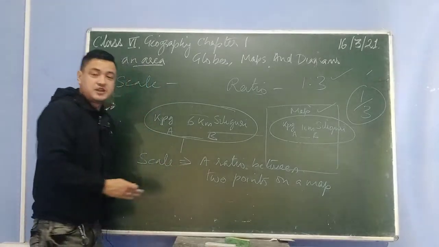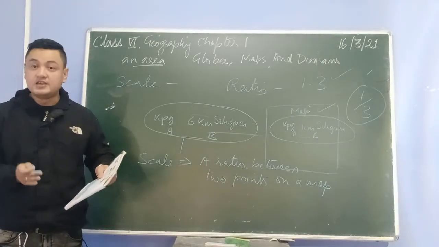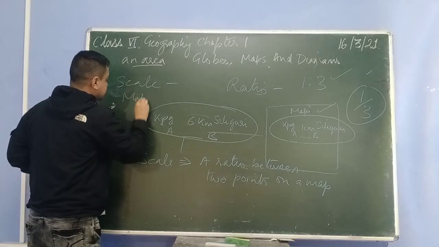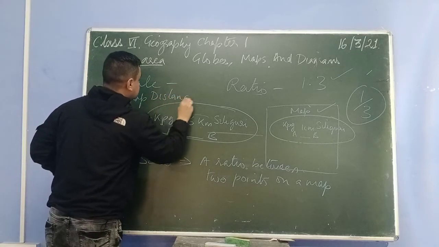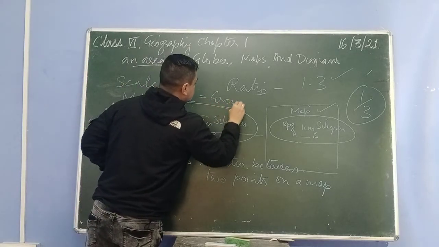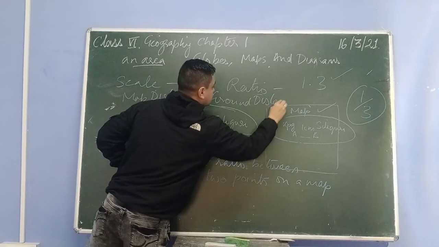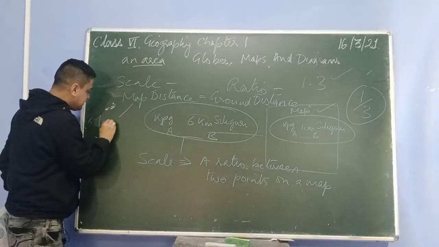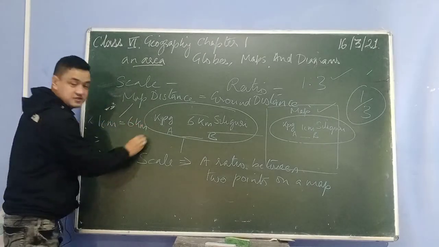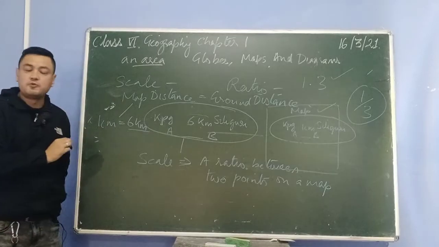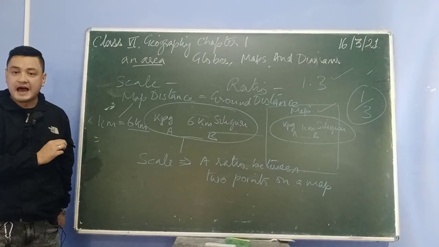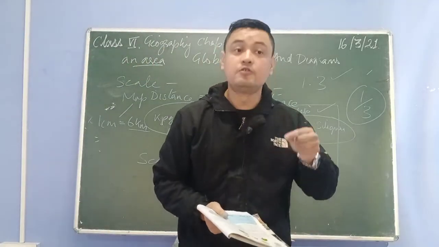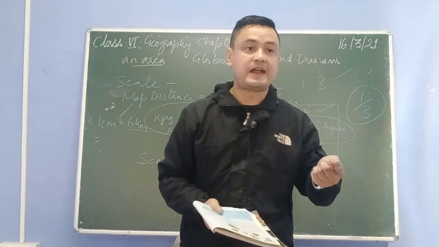So, what is the scale? Scale means a ratio between 2 points on the map and 2 points on the ground, which is known as map distance equal to ground distance. So, in a map, you find the map distance as 1 centimeter is equal to 6 kilometers. Now, 6 kilometers is the ground distance, whereas 1 centimeter is the map distance, which I have taught you in the previous class. If you don't understand that, you have to go to the previous video that I have explained to you.